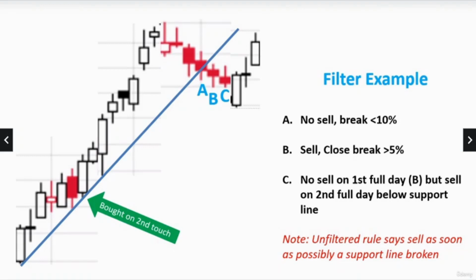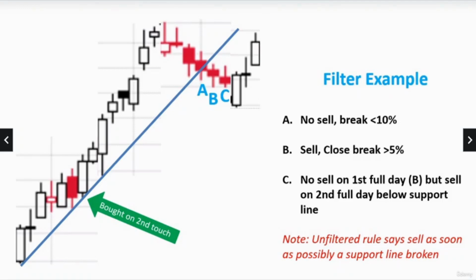But let's say we had a filter that said we have to not only break it, but it's got to break it by 10%. We would say at the letter A, estimate here in this example, okay, we're not going to sell here because it didn't break the line by more than 10%, right? So it didn't break the line by more than 10%. We're not selling because it's less than 10%, really, is a way to look at it. So it's no sell, the break is less than 10%, it's no sell on A.